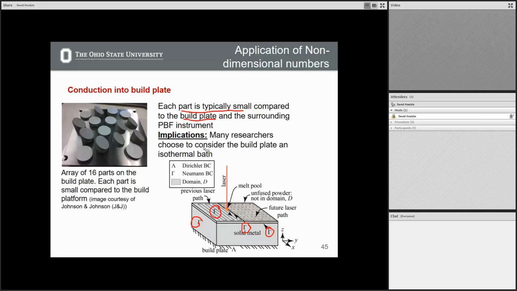Many researchers choose to consider the build plate to be an isothermal bath. And so they say that if the environment is brought up to a certain temperature, this bottom surface, this build plate, is held at that temperature, which is what we know as a Dirichlet boundary condition. Right? And then we say that this bottom surface is at some temperature T naught. So what this gives us is this landscape in general for a simplified system: basically Neumann boundary conditions everywhere around the part, and a Dirichlet boundary condition at the very bottom of the part.